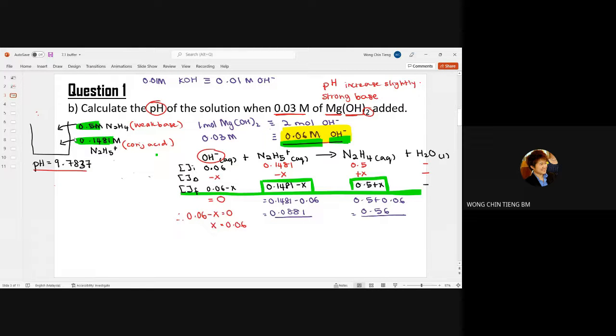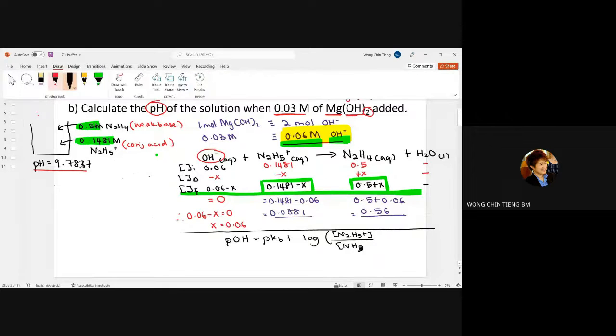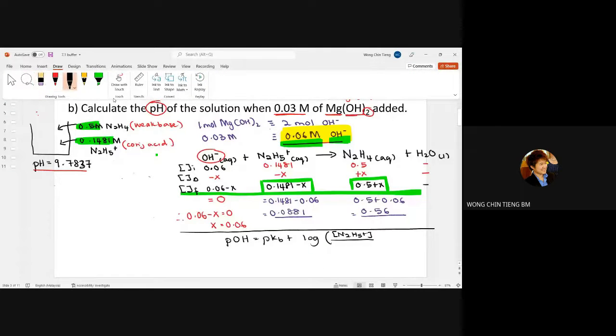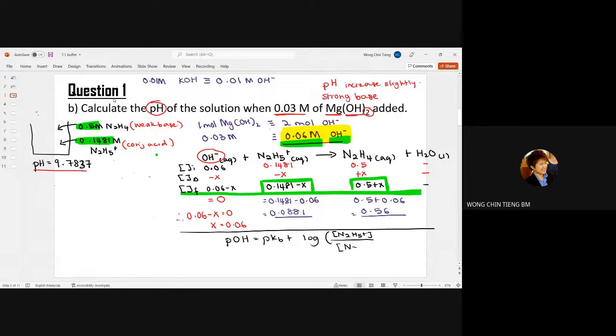We need to find the new pH. Okay. And how do I find the new pH? We'll be using the same formula as what we have above just now. It's a basic buffer. So we will still be using our pOH equals to pKb plus the log of my conjugate acid, N2H5 plus, over my weak base. Okay, can you calculate the pH for me? I want to know the new pH.